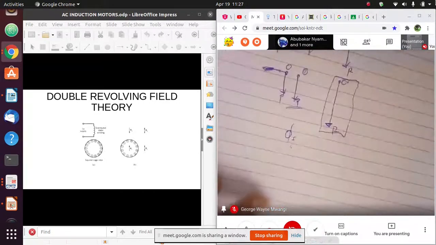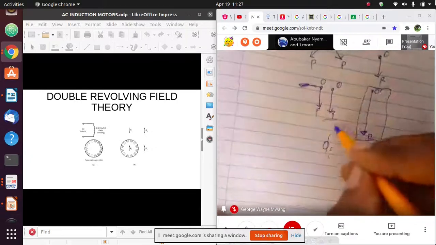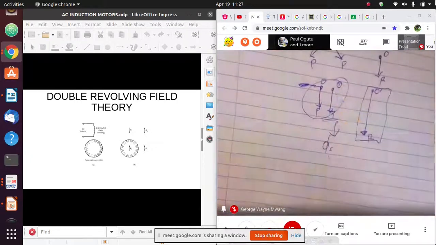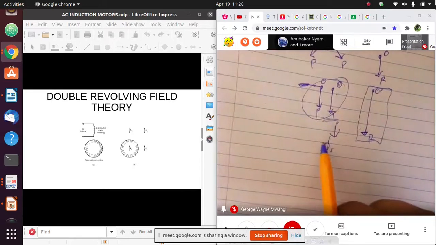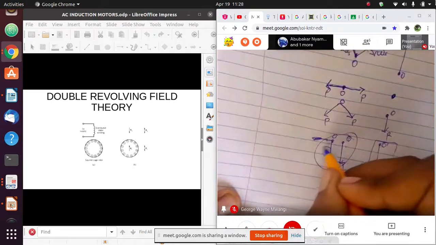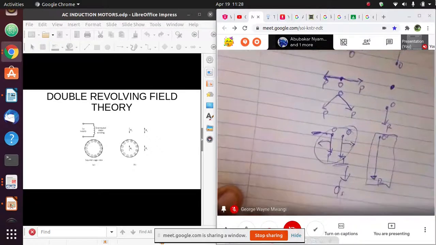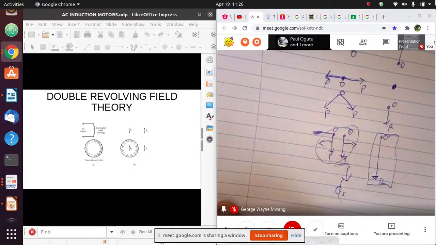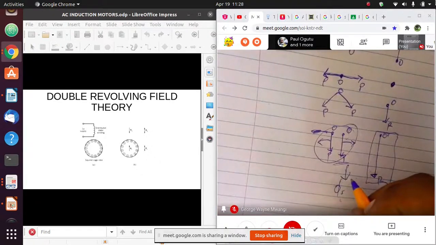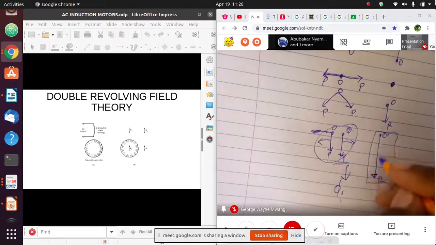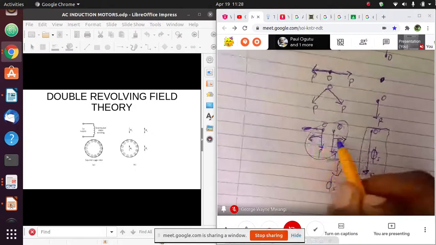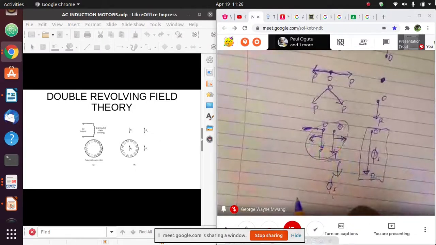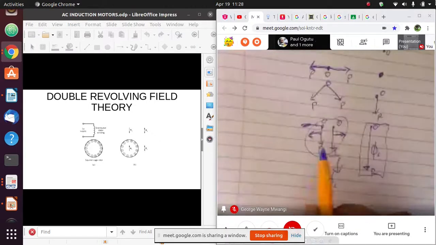And this state of flux can therefore be seen as having two rotating fields, which are rotating at the same speed but in different directions. So this pulsating field is the equivalent of these two rotating fields.